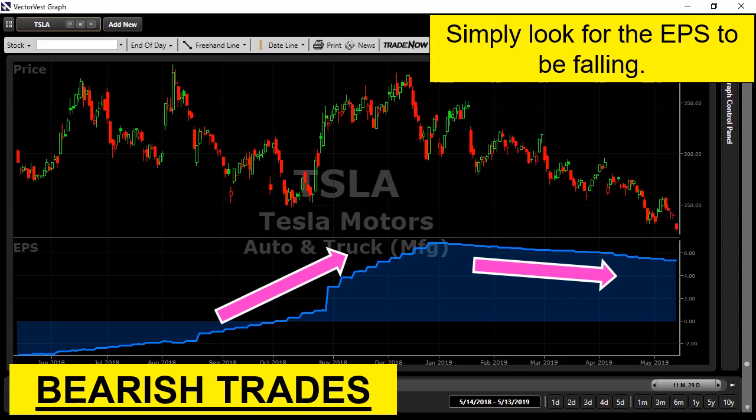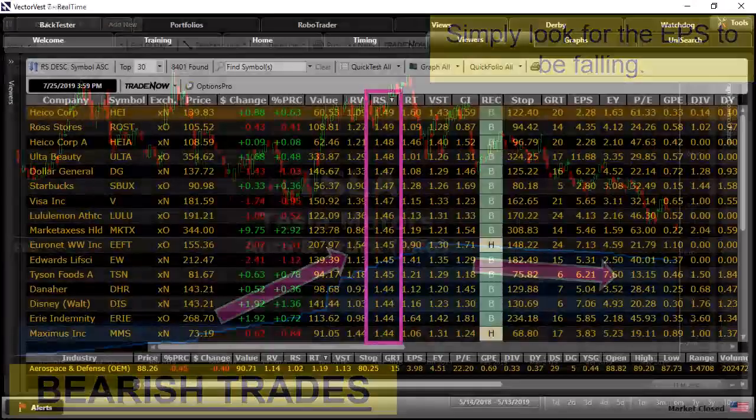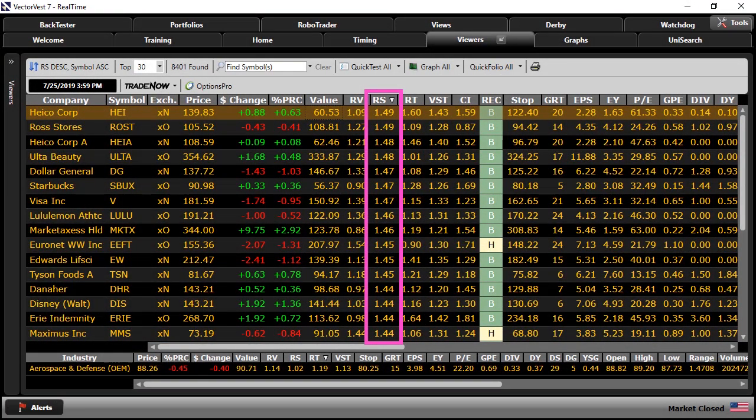It can either be a steady stair-step down over time, or like in this example, the EPS transitioned from going up to then steadily falling. Here at VectorVest, we also have an indicator which helps you even more to identify companies with either steadily rising earnings or falling earnings. That indicator is relative safety, or RS.